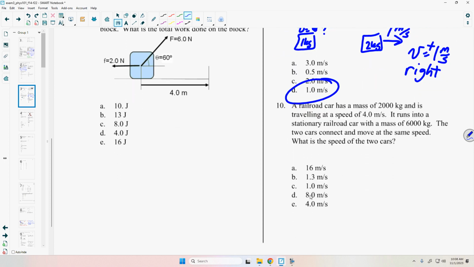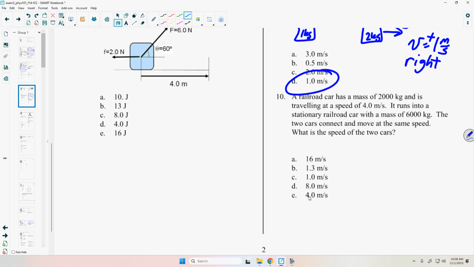Let's look at number 10 too. Also a collision problem. It's just a little bit different. We've done one like this. There was one in the concept test. I think we did one in class as well. Here you have two cars.